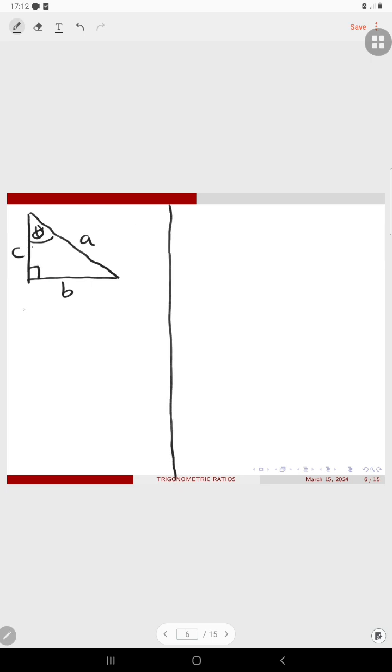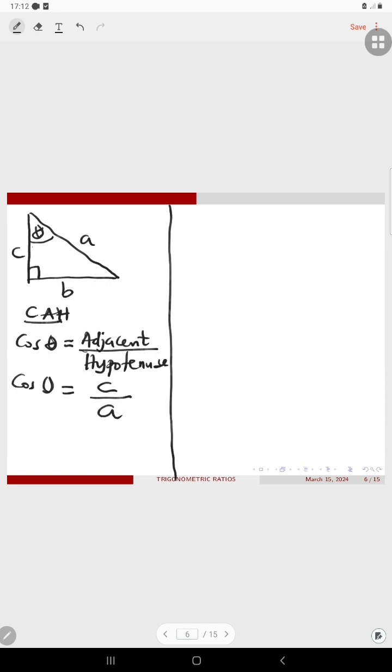Let's come to CAH. What is the meaning of CAH? CAH means that cos of the reference angle is equal to adjacent over hypotenuse. So it's a ratio. For all the three, you take a ratio, a division. What is the adjacent here? My C. And what is my hypotenuse? A.